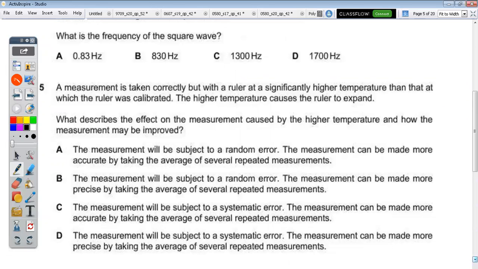A measurement is taken correctly, but with a ruler at a significantly higher temperature than at which the ruler was calibrated. The higher temperature causes the ruler to expand. What describes the effect on the measurement caused by the higher temperature and how the measurement can be improved?